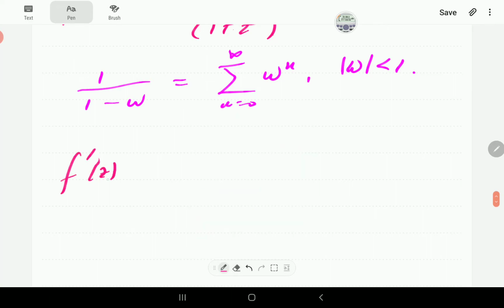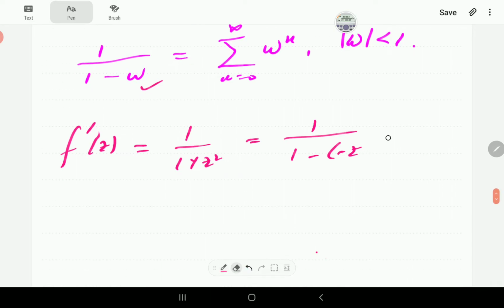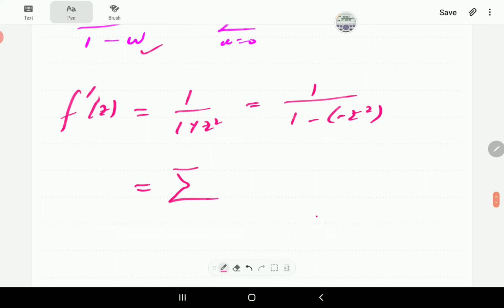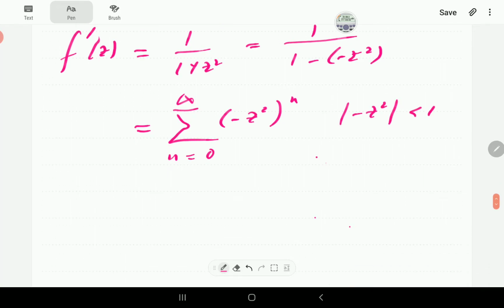So f prime is 1 over 1 plus z squared. This we can write as 1 over 1 minus negative z squared, which is now in this form where w is negative z squared. So we can write this in summation notation. It's going to be negative z squared to the power n, n goes from 0 to infinity. This should be fine so long as the magnitude of negative z squared is less than 1. Now this we can write as negative 1 to the power n, z to the power 2n.